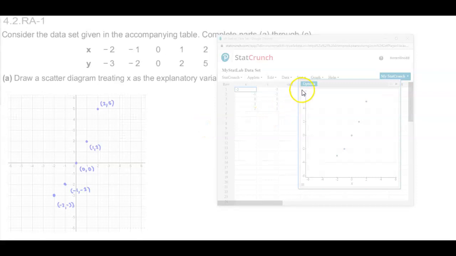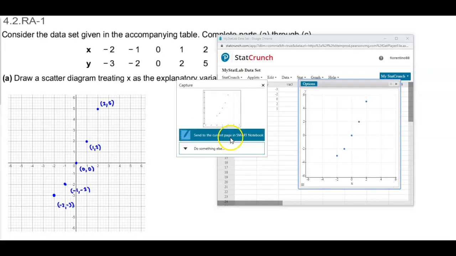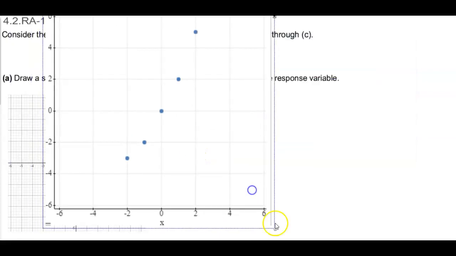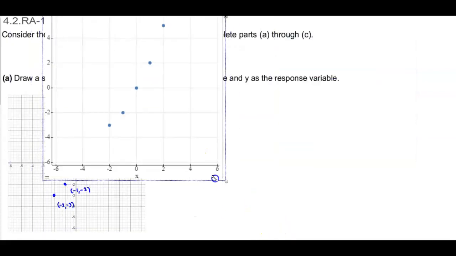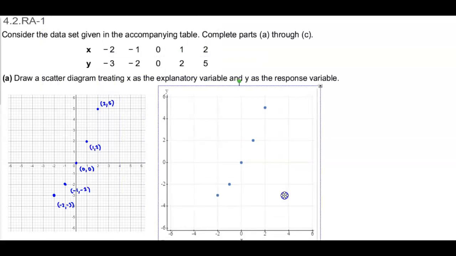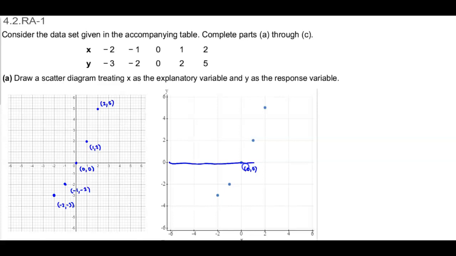So if we do this in StatCrunch, this is what our graph would look like, which is very similar to what we did over here. Keep in mind that this point represents 0, 0. If we draw the horizontal axis here and then the vertical axis here, then we have the same graph that we have to our left.